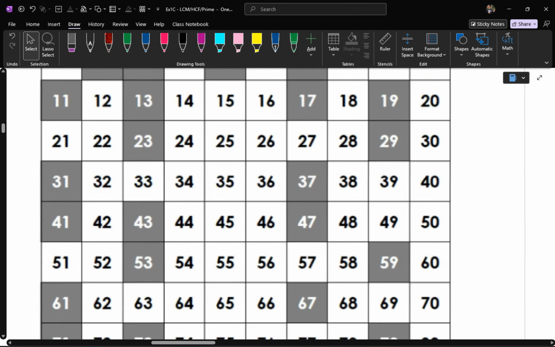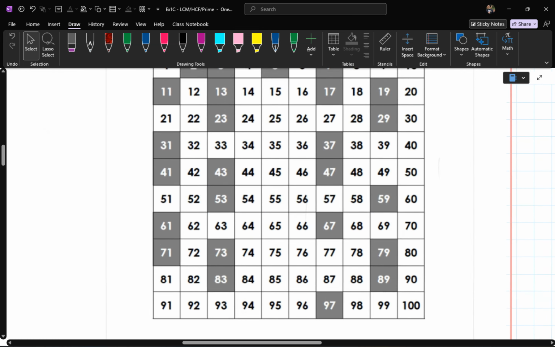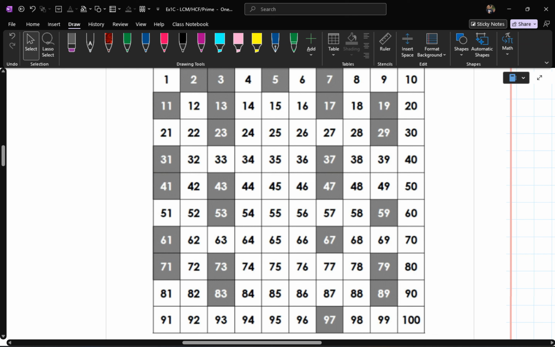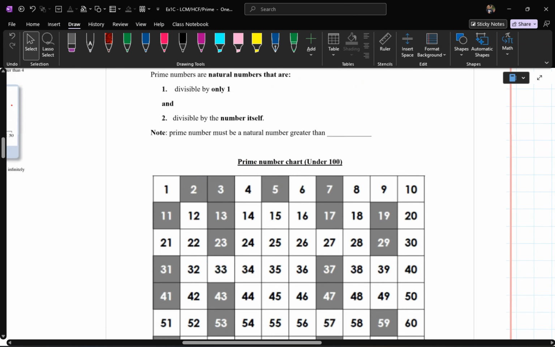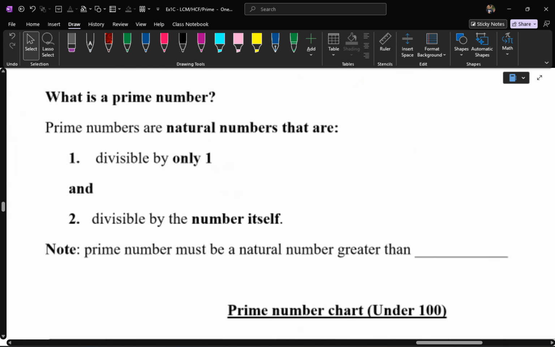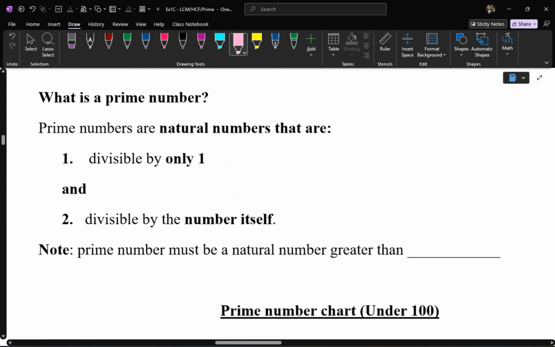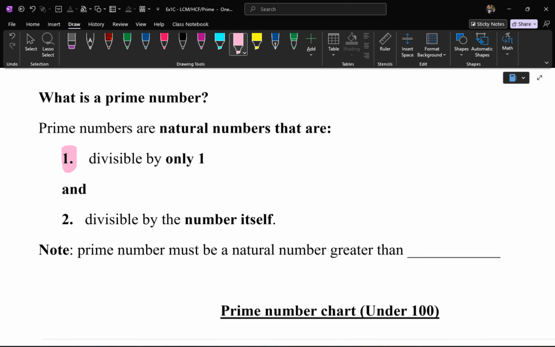Like I said, I've given you all the prime number chart under 100. So all the ones that are shaded, those are your prime numbers. What are prime numbers? Here are your two definitions, or two key components. Number one, a prime number has to be divisible by only 1, okay? And it is divisible by the number itself.